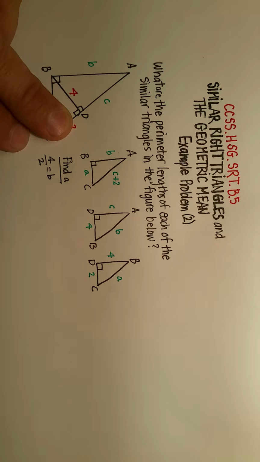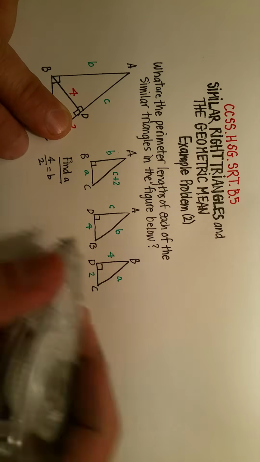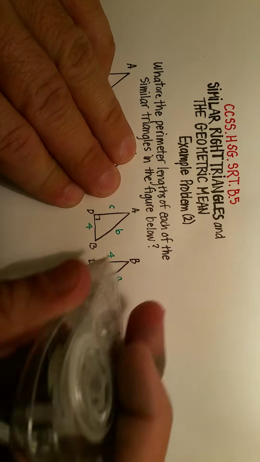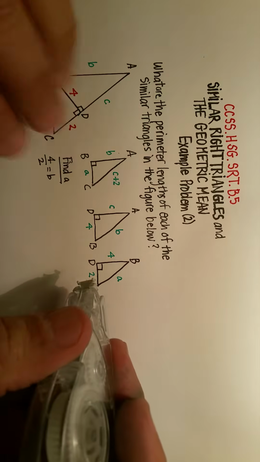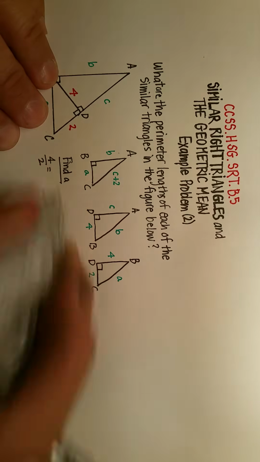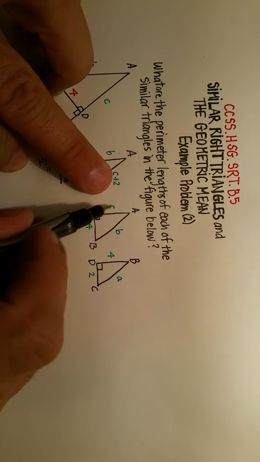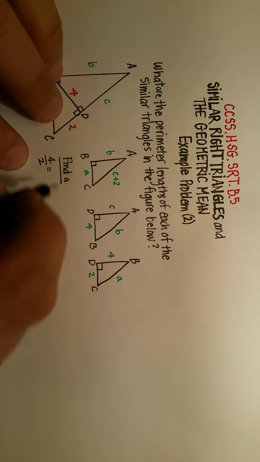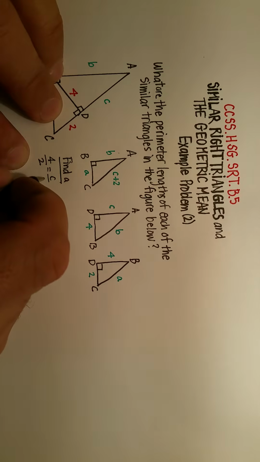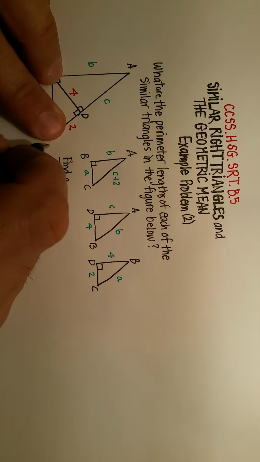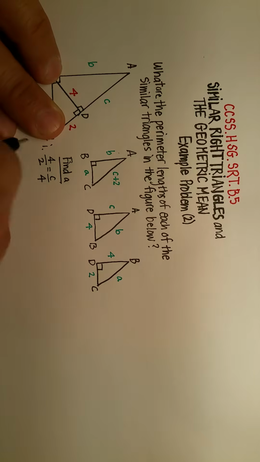No, excuse me, I can't do that one because that would give me two variables. I'm going to use this one and this one: 4 is to 2 as c is to 4. There we go. Now we've got something we can work with. And it works because we can just do cross products.